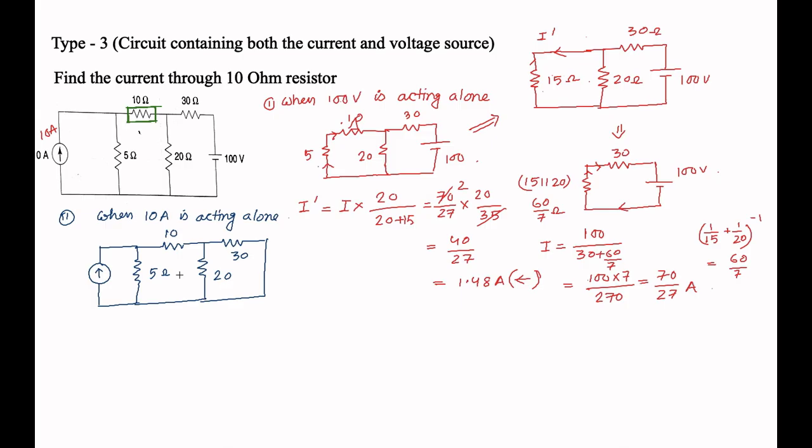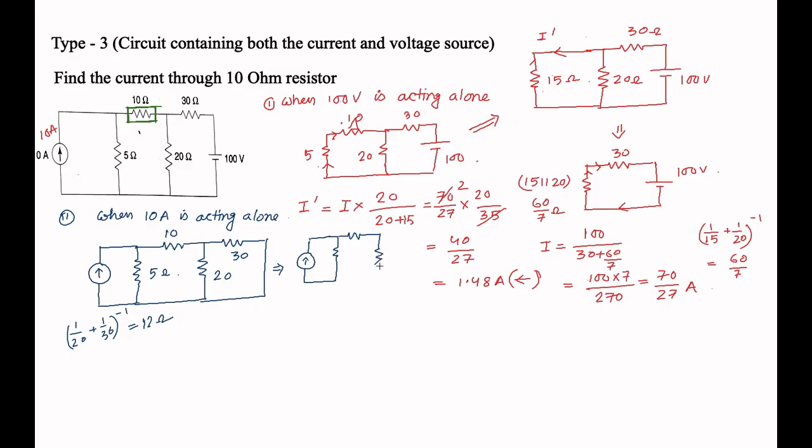So this is 30 ohm, 20 ohm, 10 ohm, and 5 ohm. Now 30 and 20 are in parallel, so we redraw and simplify this circuit further. This becomes 5 ohm, this becomes 10 ohm, and 20 and 30 in parallel. The resultant is the reciprocal of 1 by 20 plus 1 by 30. LCM is 60, so 3 by 60 plus 2 by 60 means 5 by 60, and the reciprocal is 60 by 5, that is 12 ohm, your equivalent resistance.